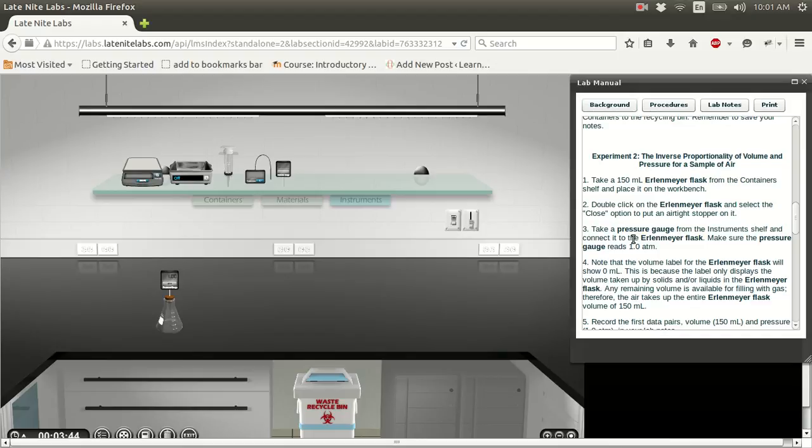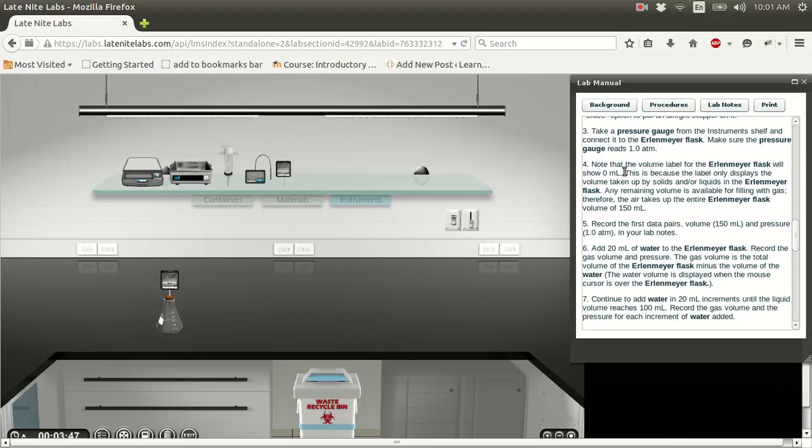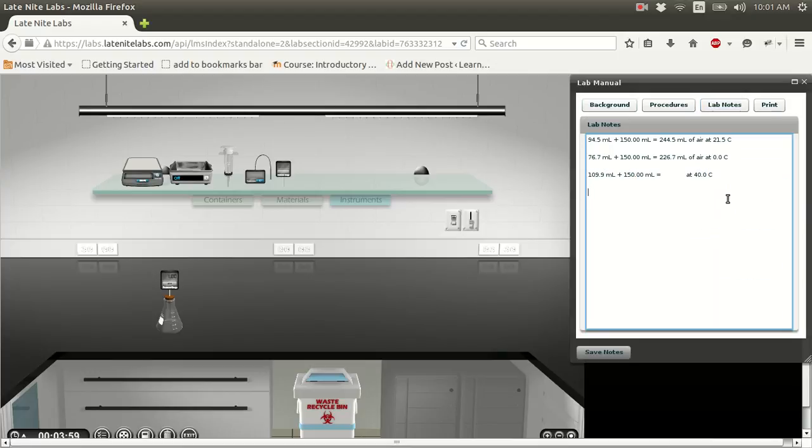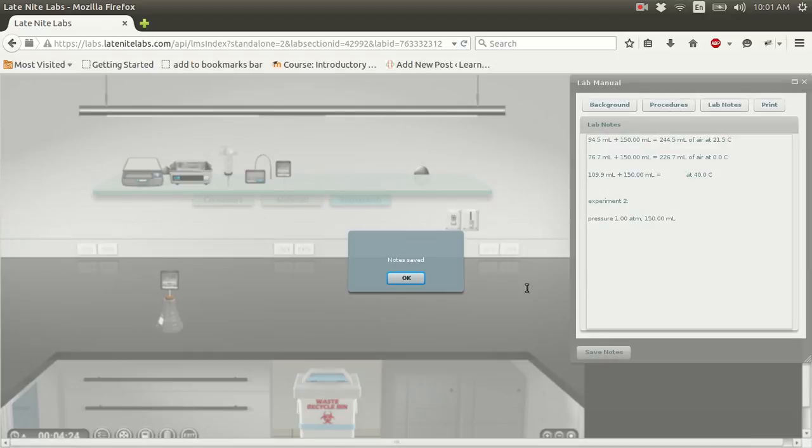Okay, so pressure at 1 atmosphere and the full volume at 150 milliliters. So experiment 2. Pressure at 1 atmosphere, full volume at 150.0 milliliters. Actually, it was 0.00, wasn't it? But that's okay. Save my notes. Save notes. Okay.